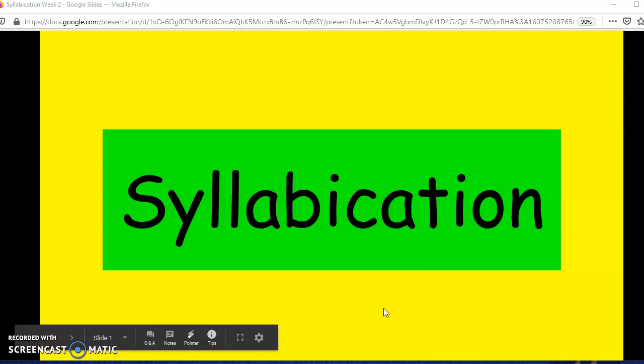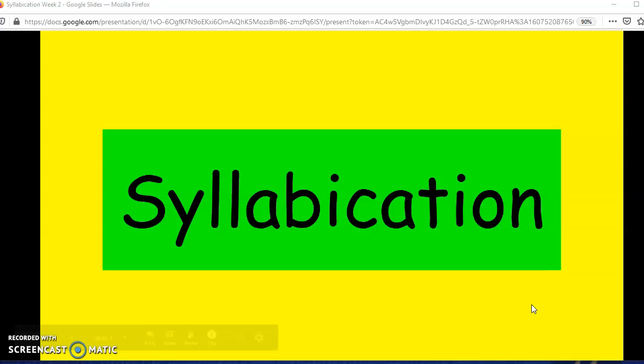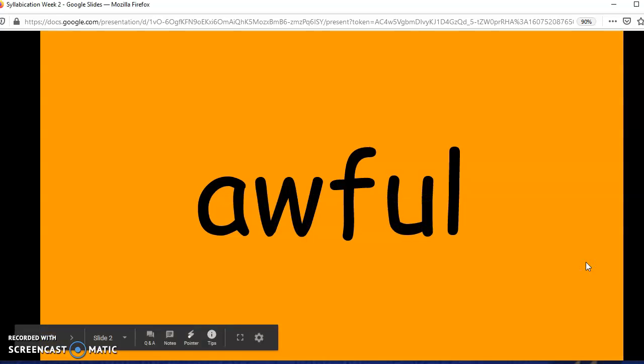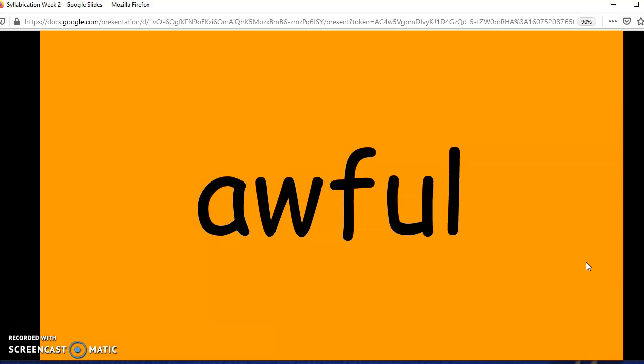Hi, second grade friends. We're going to get ready to do our syllabication for this week. Make sure you have a piece of paper and a pencil, or even a whiteboard and a marker. Here is the first word we're going to work on. Go ahead and write that on your piece of paper or on your whiteboard.